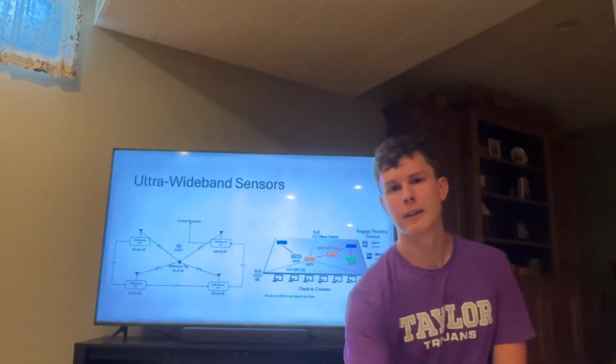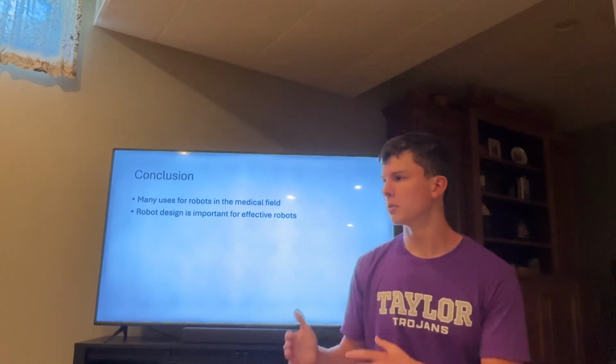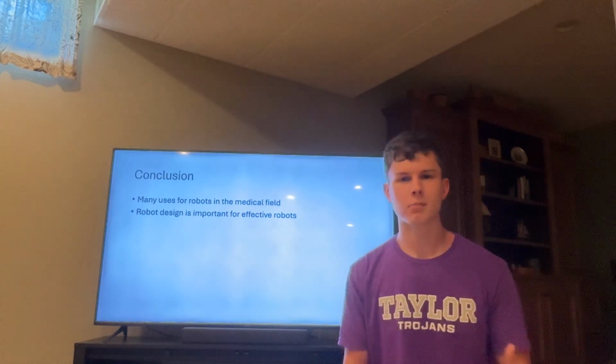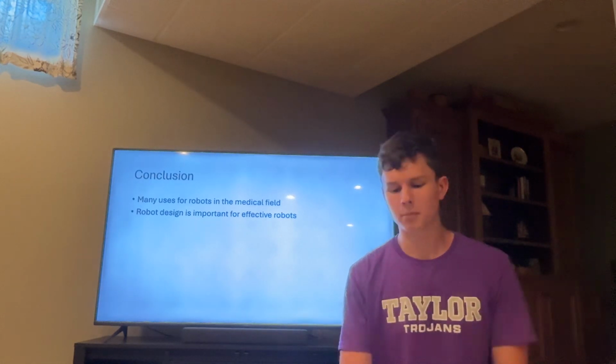In conclusion, there are many ways that robots can be used in the medical field that can be beneficial to everyone, and how we design these robots is very important.